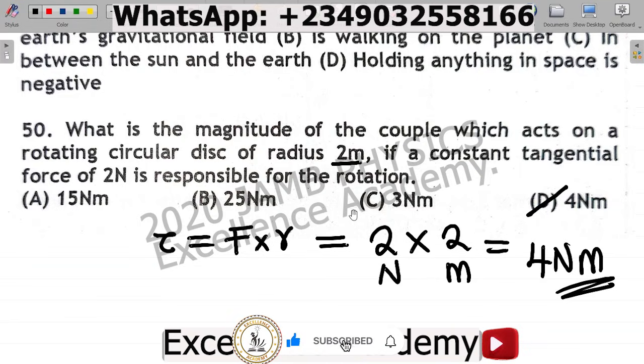All right, guys. So with this, we are done with the 2020 JAMB Physics examination questions.